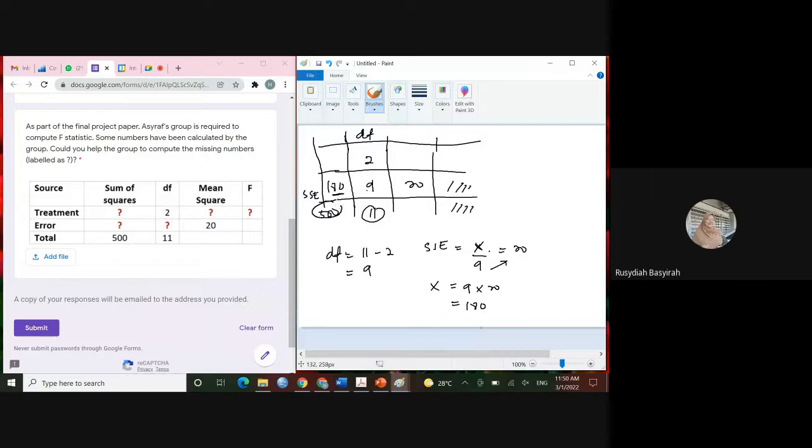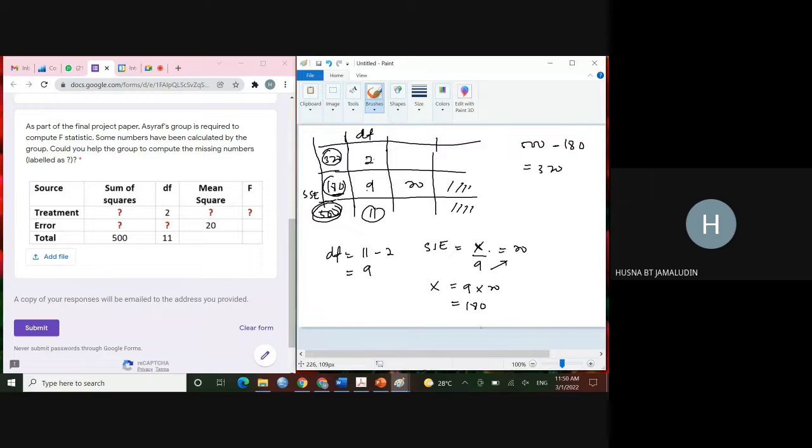SS total. This is the sum of squares for total, treatment, right? The total is 500, and then you have 180. So can you find this area? Yes. So how? 500 minus 180. So what will you get here? 320. So 320 is here.